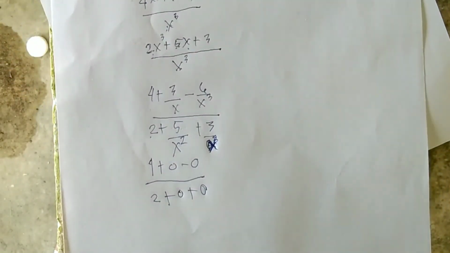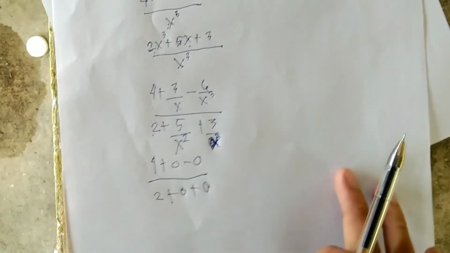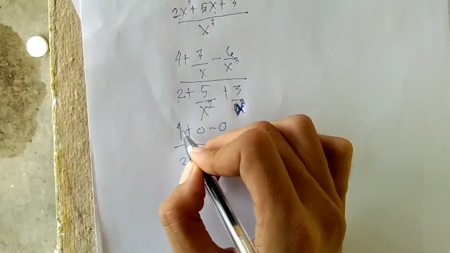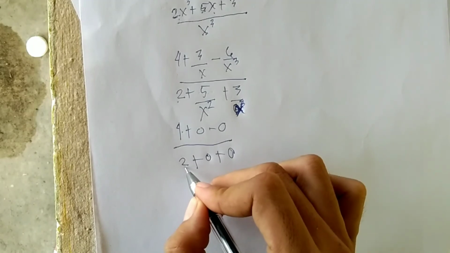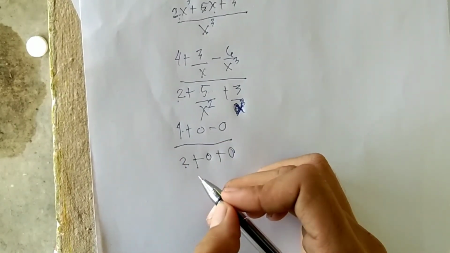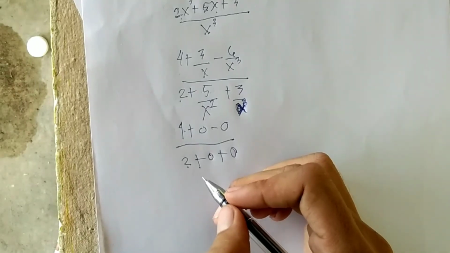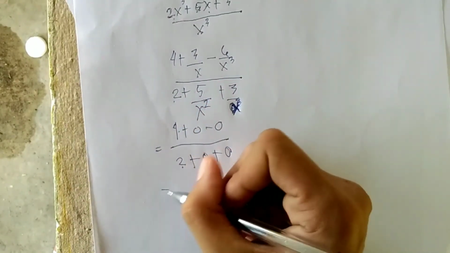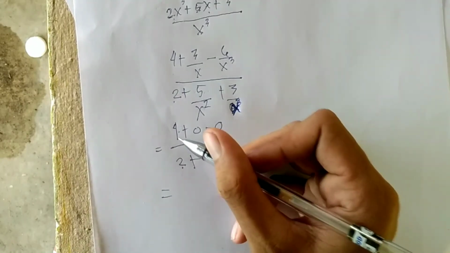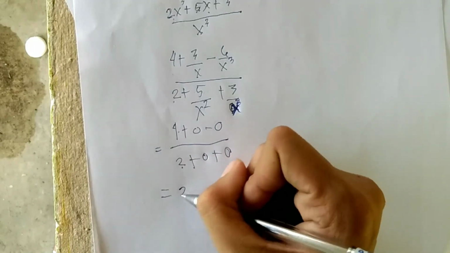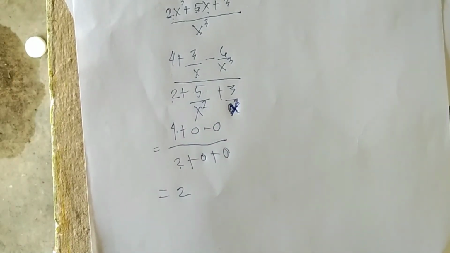So, what remains is 4 and 2. We just divide the 4 and 2. 4 all over 2 is 2. So that is the final answer. That's all.